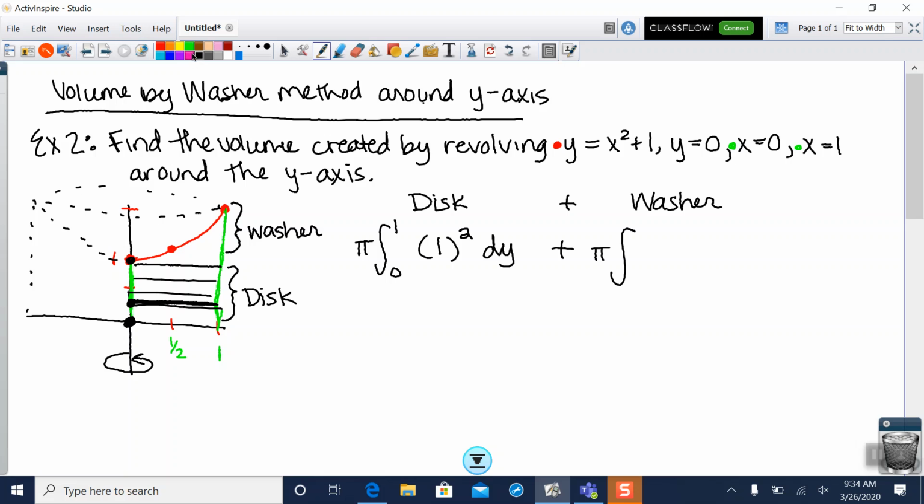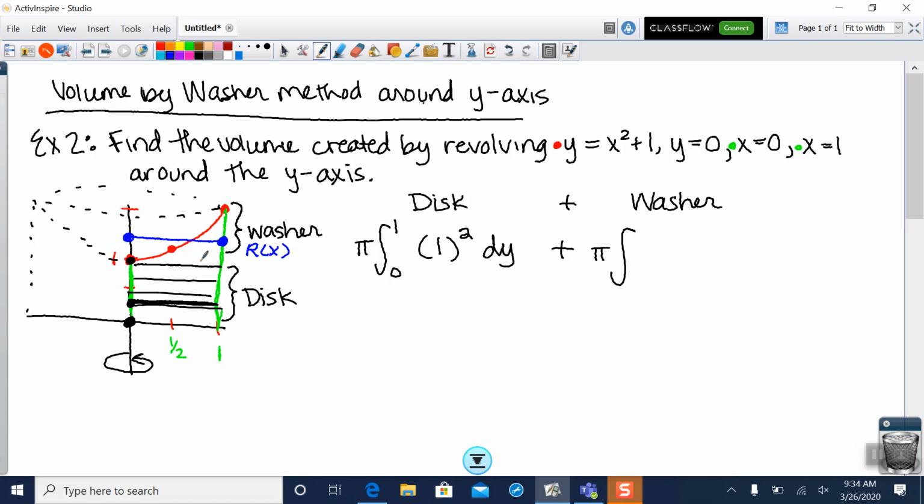Okay, so let's come up here and look at our washers. On our washers, we have two different functions we need to think about. We need to think about the outside, going from the y-axis all the way to the outside of the shape. Okay, so that blue line is my r of x, my outer radius.